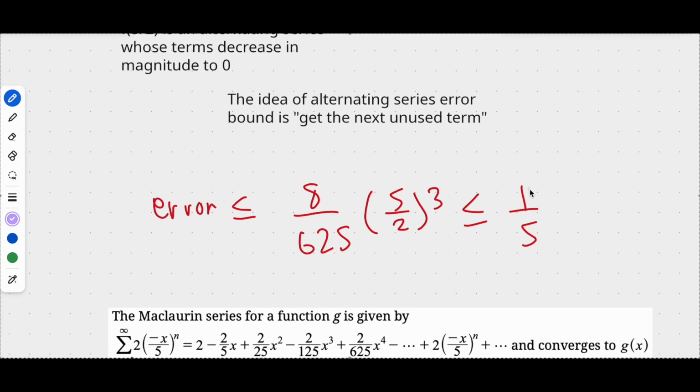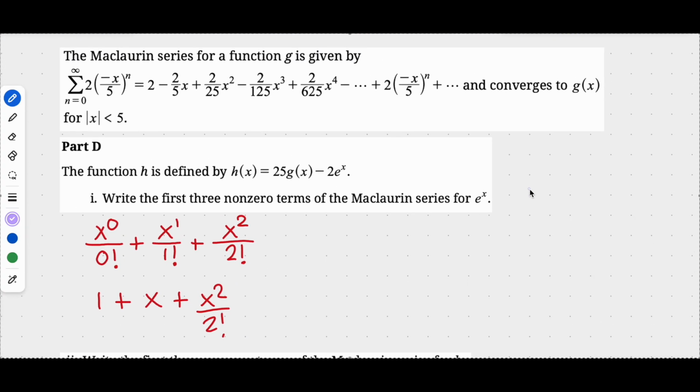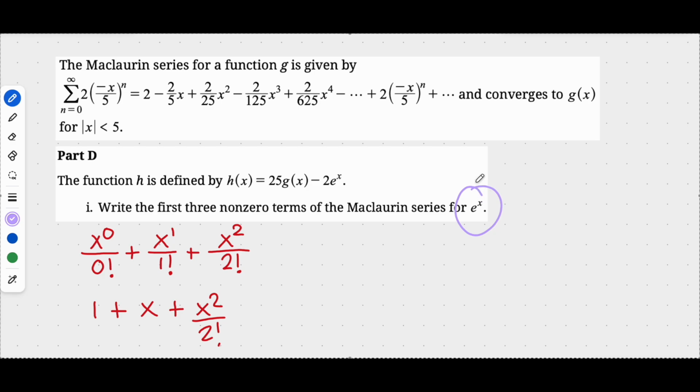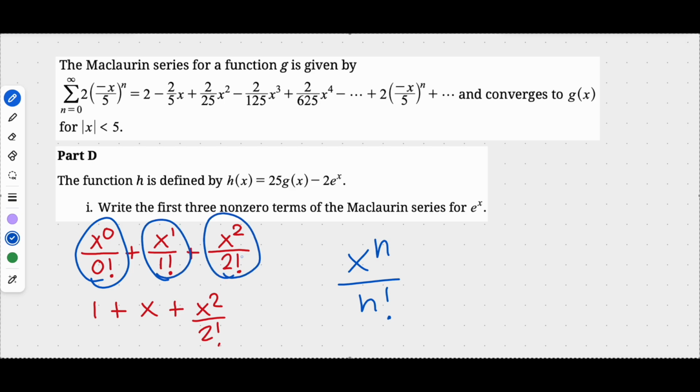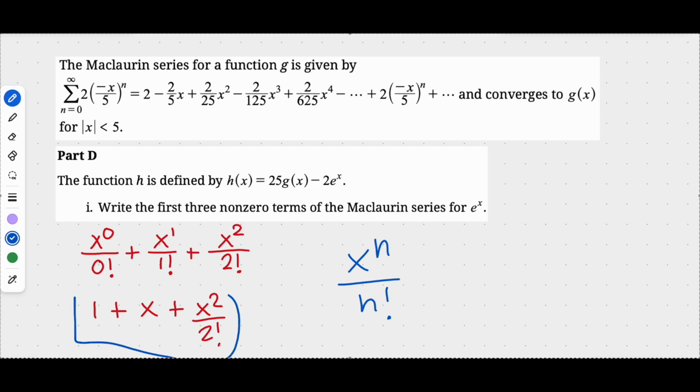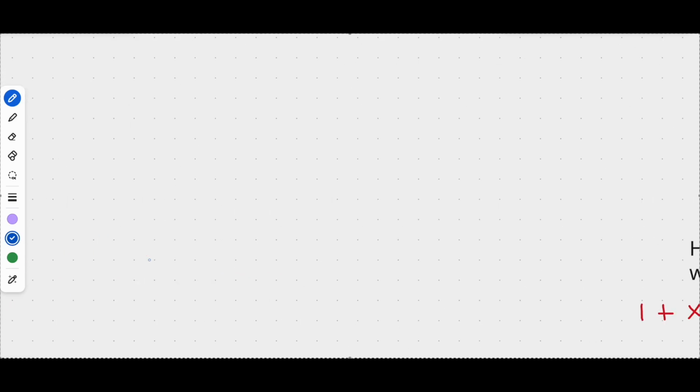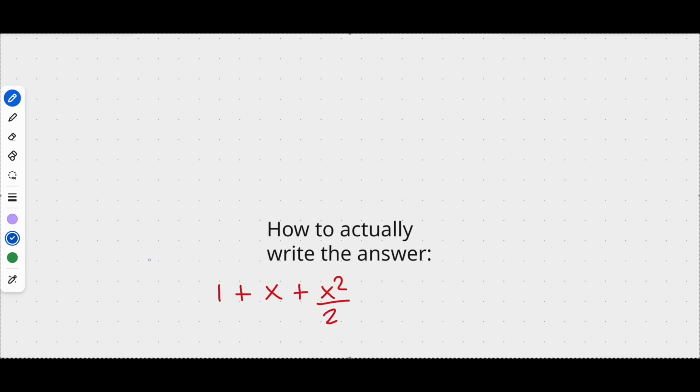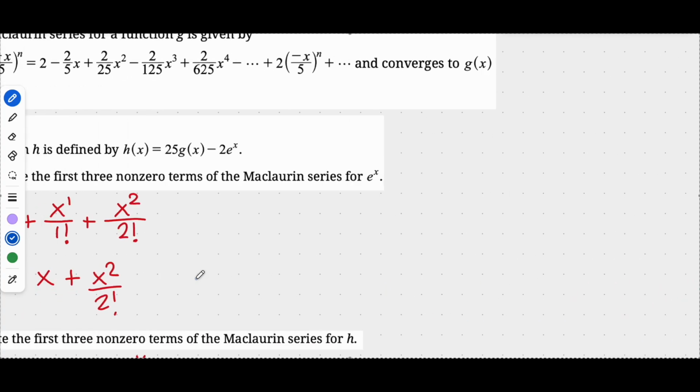Okay, and then on to part D. So in part D, we're supposed to write the first three terms of e to the x in the series. So e to the x follows this pattern where it's x to the n over n factorial. So this is n equals 0, this is n equals 1, n equals 2. You can simplify it a little bit if you want to, but you don't have to simplify on the exams. This is how I wrote my answer. I guess I kind of did simplify it in my head.